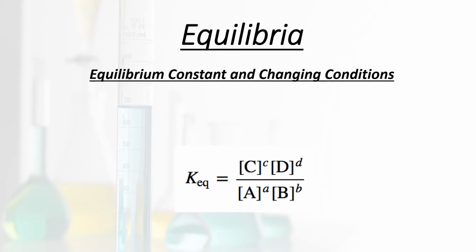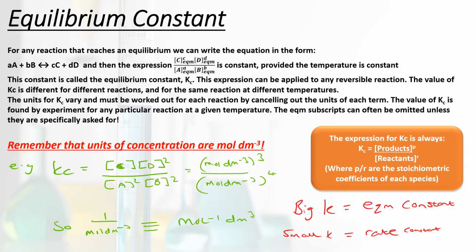Hi everyone, today a video in the Equilibria series looking at the equilibrium constant and changing conditions. So we looked in the previous video of this series at an equilibrium reaction, a reversible reaction. And if we have a reaction that reaches an equilibrium, that's where our proportions of reactants and products don't change, but we don't have 100% reactants or 100% products, we can actually write a mathematical expression for this equilibrium reaction.